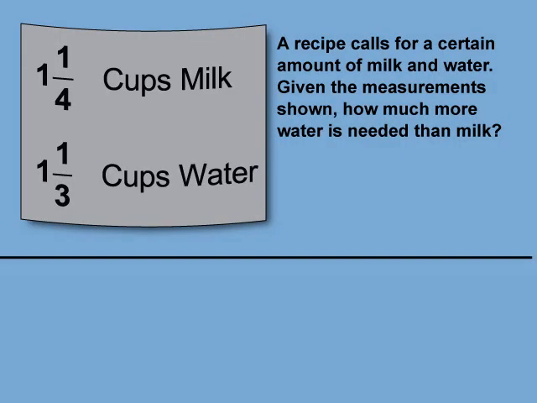A recipe calls for a certain amount of milk and water. Given the measurements shown, how much more water is needed than milk? To find out how much more water than milk there is, find the difference between these two mixed numbers. Subtract the whole number parts and fractional parts separately, as shown here.